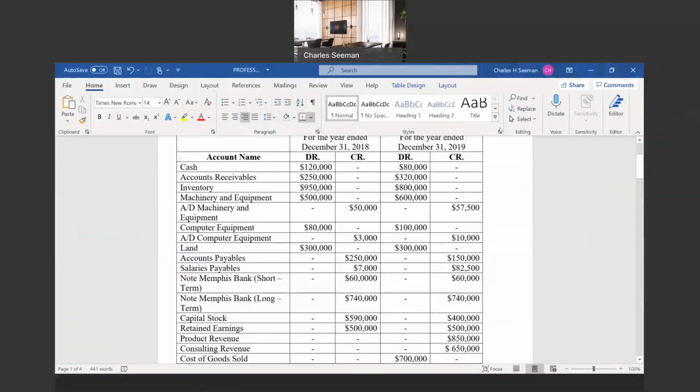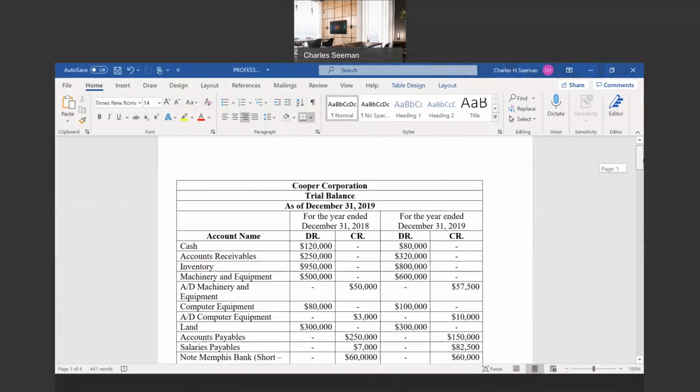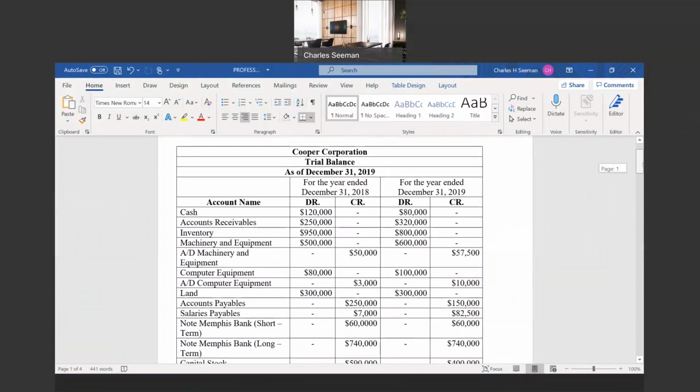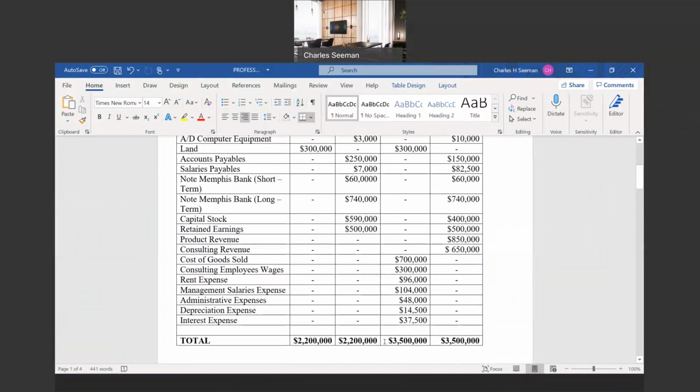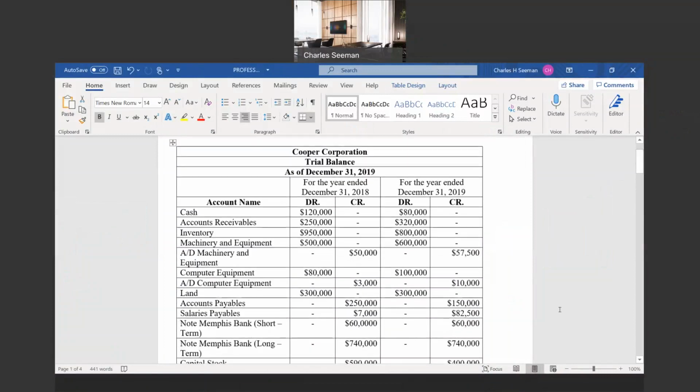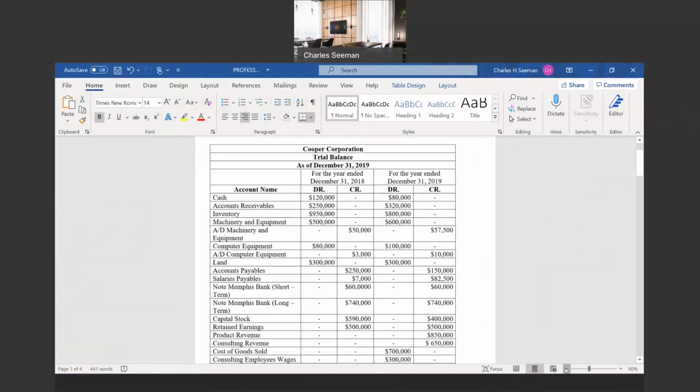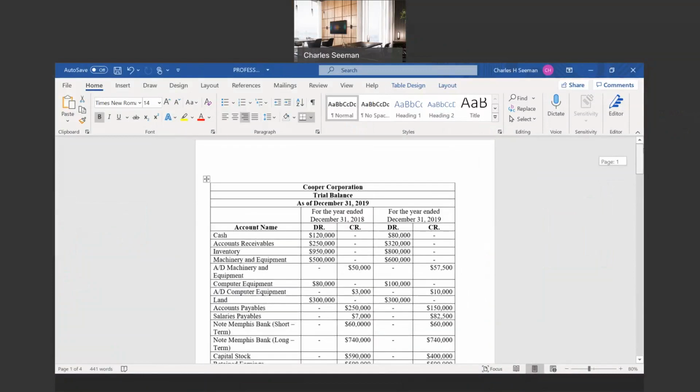Okay, so in front of you, you see a trial balance. We've talked about trial balance extensively in this class. First thing you want to note is that the debits equal the credits. You also might want to note that we have 2 years. We need 2 years worth of trial balances to complete the statement of cash flows.